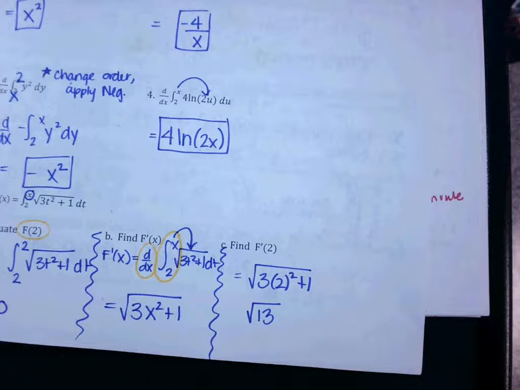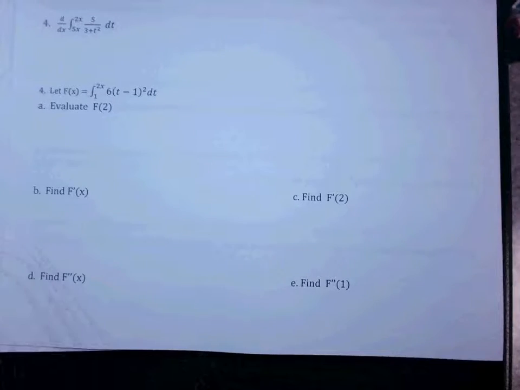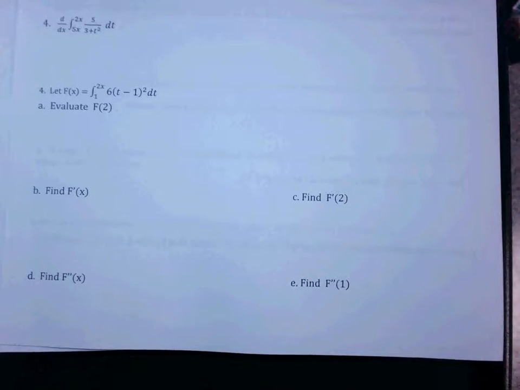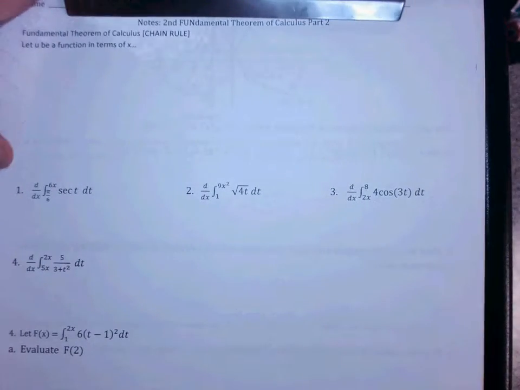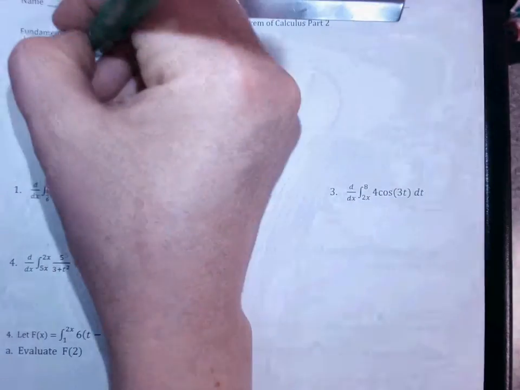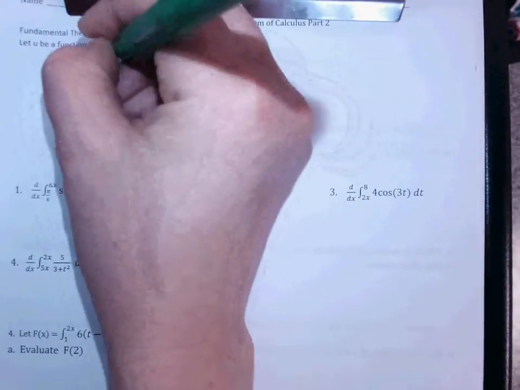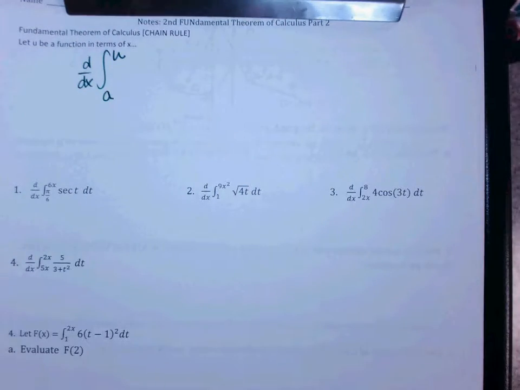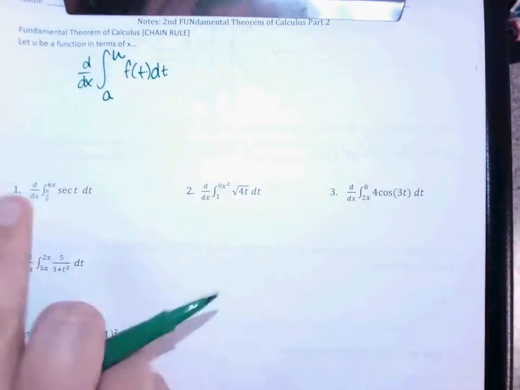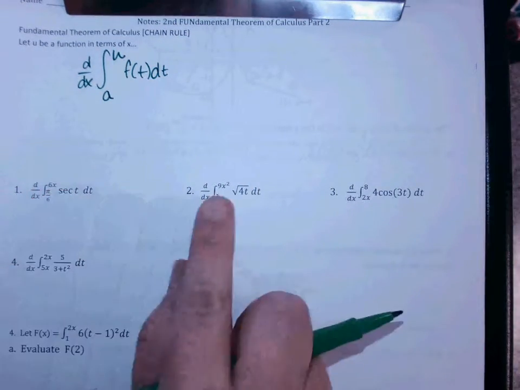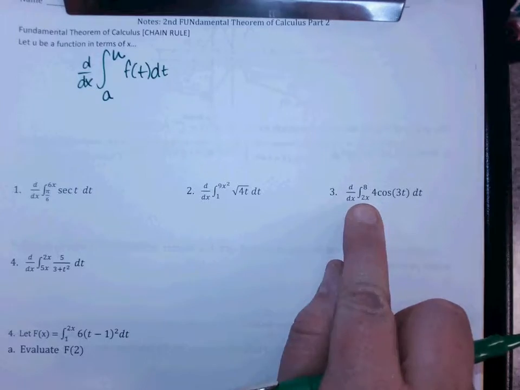Okay, at the top of your paper, put the derivative of the integral, just like we did last time. Derivative of the integral. And then instead of integrating from 0 to x, so d dx, you're going to integrate from a to u, where u is going to be like something with an x in it, okay? See how it's like a 6x? Or like a 9x squared, or like a 2x, something like that, okay?